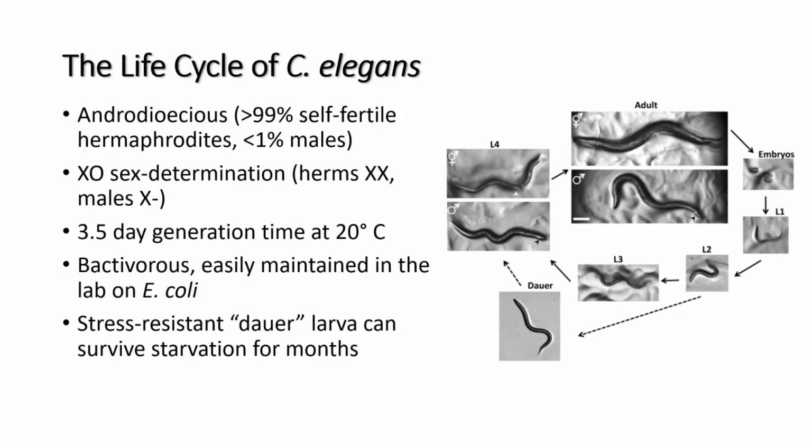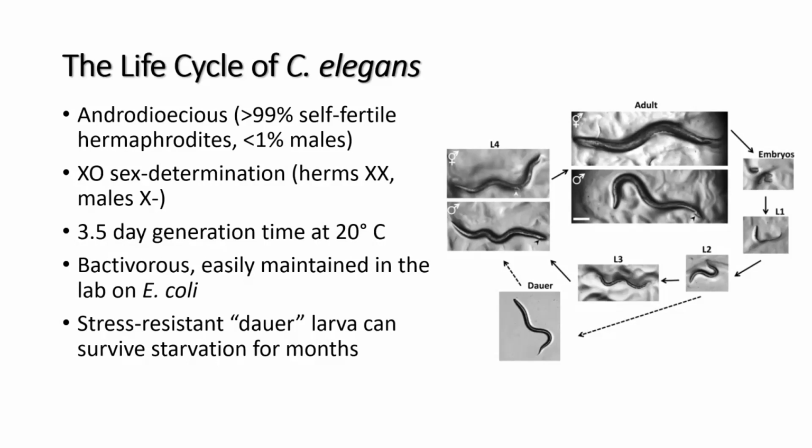So super, super easy to keep in the lab. And here's the life cycle. Here you have a hermaphrodite adult. She lays her eggs. They hatch after 12 hours or so into L1 stage larvae, which molt after another 12 hours into an L2. And after about 3.5 days, we're back to here.